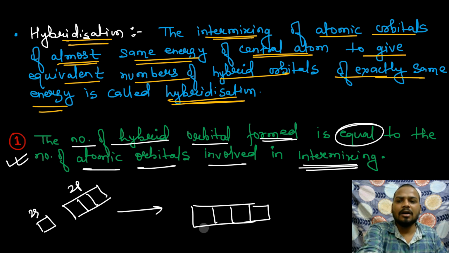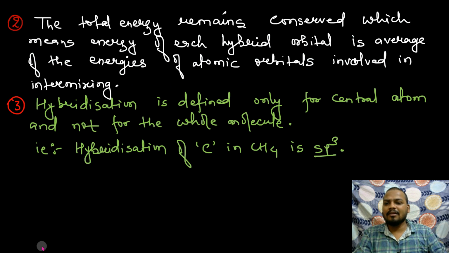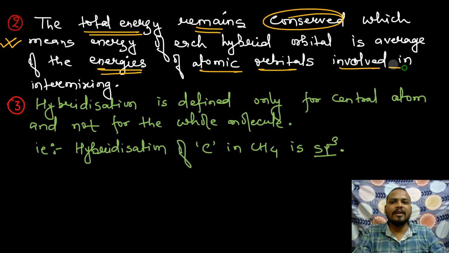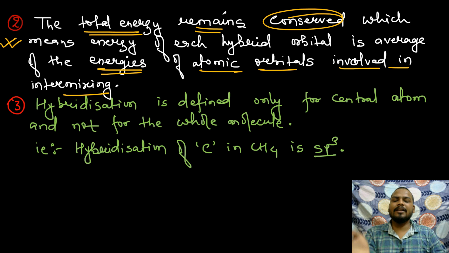If you go through the second postulate, then the second postulate says the total energy remains conserved, which means the energy of each hybrid orbital is the average of the energies of the atomic orbitals involved in intermixing. It means the total energy remains conserved before intermixing and after intermixing.